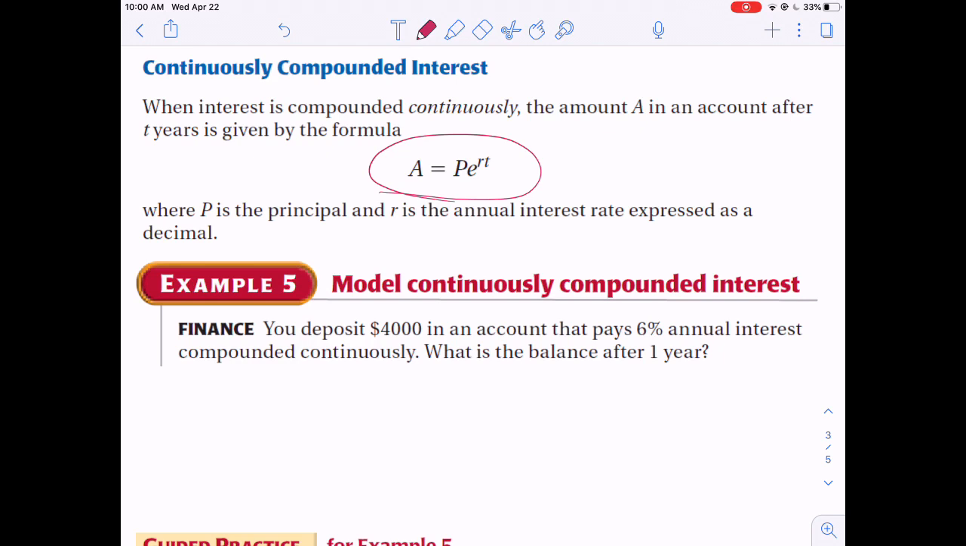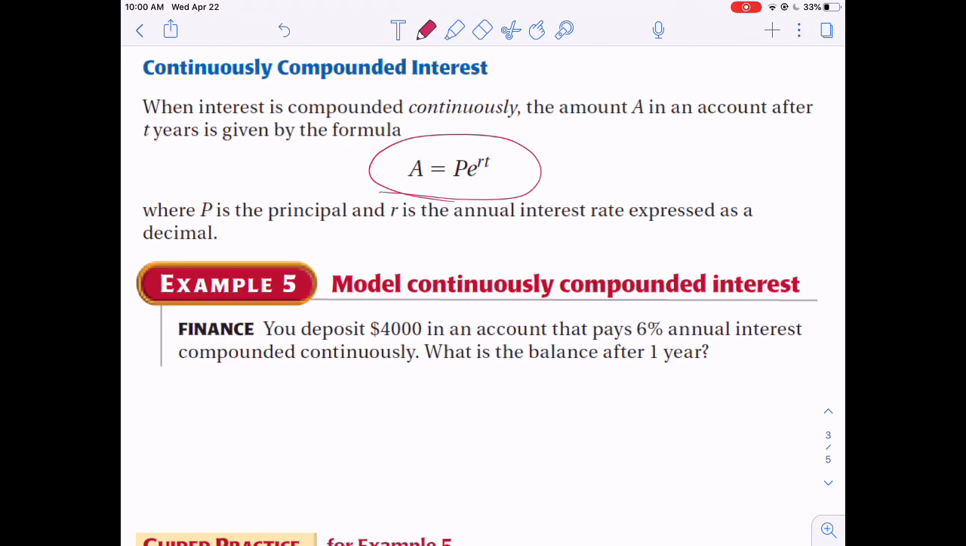Again, the P is the principal, E is the natural log base, R is the rate in percentage. You'll be given a percentage, and we always have to convert that to a decimal. You'll see that in a moment. And T is the time. So when we're putting this into the calculator, which I'll get to in a minute for this first problem, I want to show you how it should be set up, and then we'll go to the calculator.